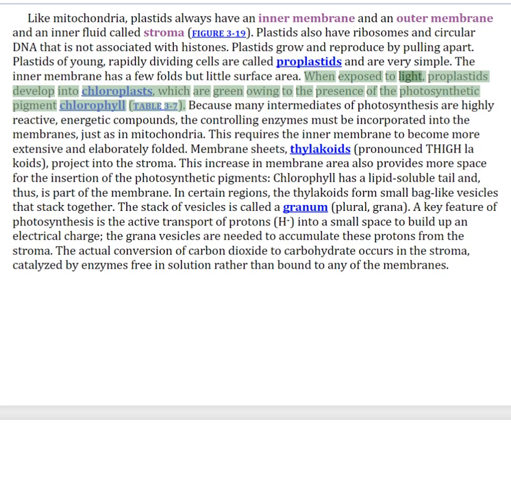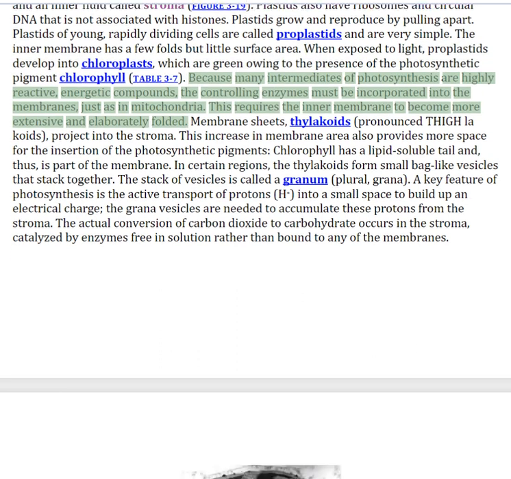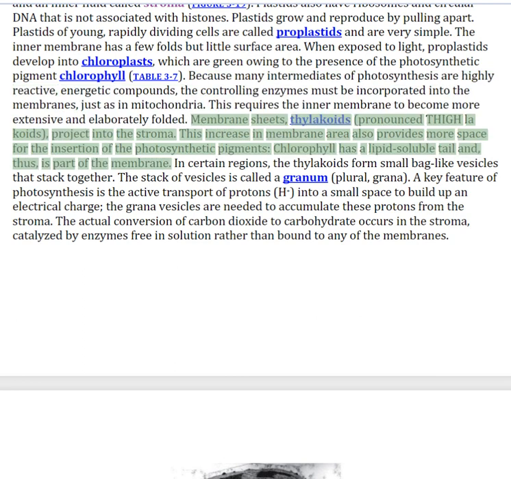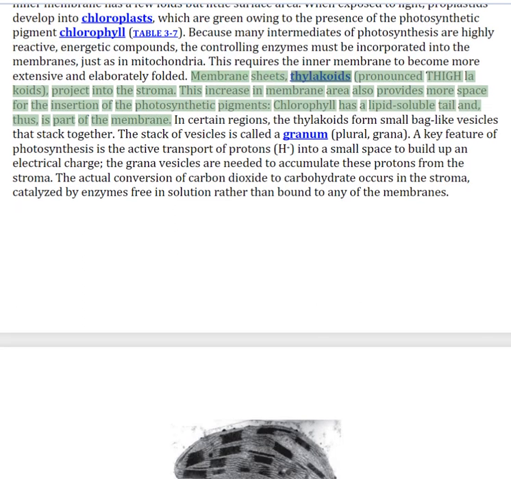When exposed to light, proplastids develop into chloroplasts, which are green owing to the presence of the photosynthetic pigment chlorophyll. Because many intermediates of photosynthesis are highly reactive, energetic compounds, the controlling enzymes must be incorporated into the membranes, just as in mitochondria. This requires the inner membrane to become more extensive and elaborately folded. Membrane sheets, thylakoids, project into the stroma. This increase in membrane area also provides more space for the insertion of the photosynthetic pigments.